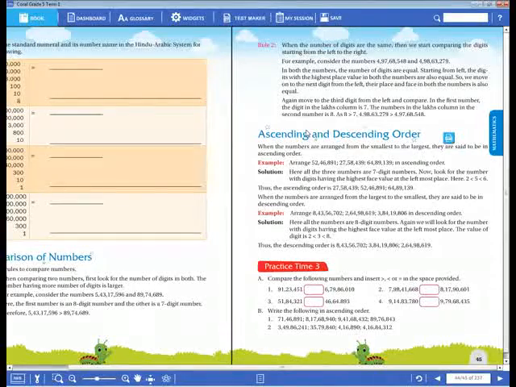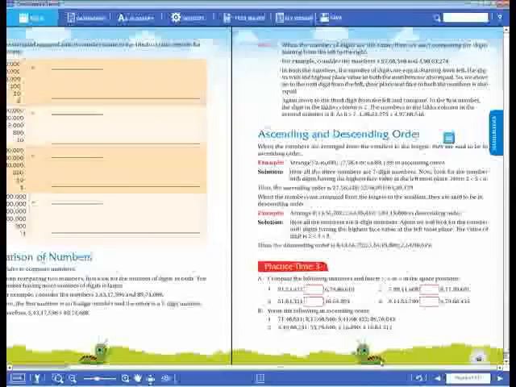Okay, and descending order means descend means going down. Going down. The numbers which we arrange from biggest to smallest, that kind of arranging of the order is called the descending order.